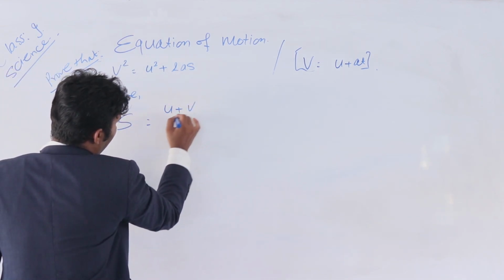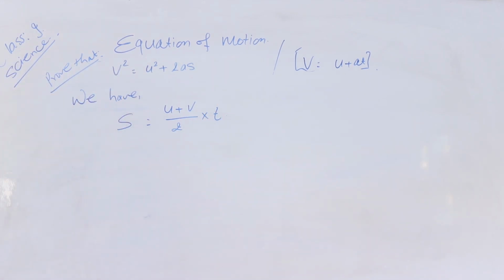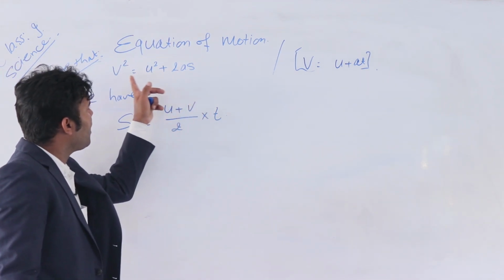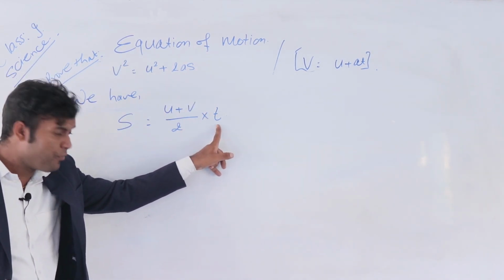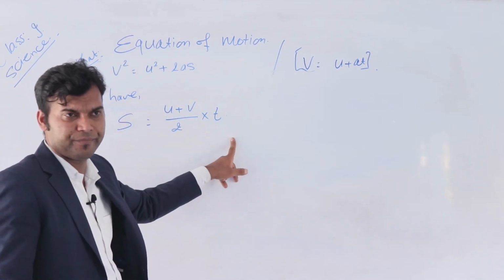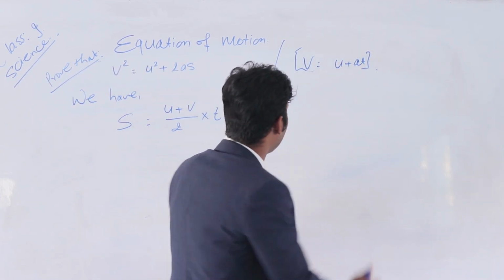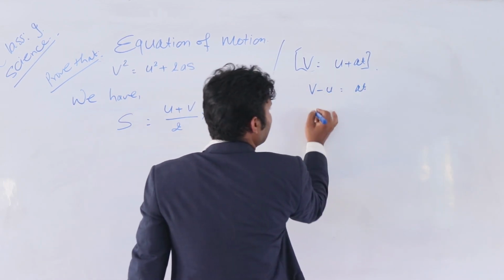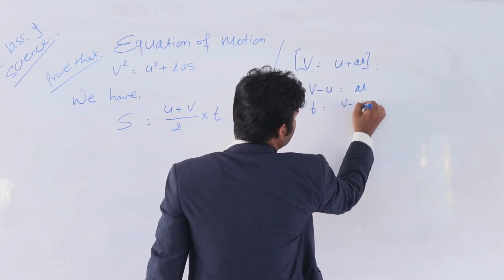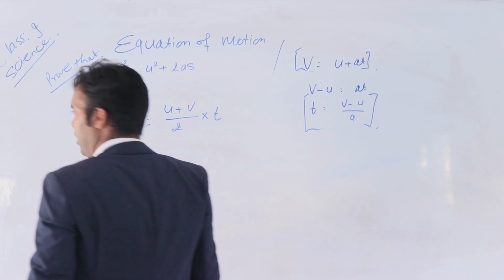s is equal to u plus v upon 2 multiplied by t. Look here, there is no time, so we should remove the t from this formula. Look here, there is v, u and at. By this formula, v minus u is equal to at. t is equal to v minus u upon a. Isn't it? Okay.